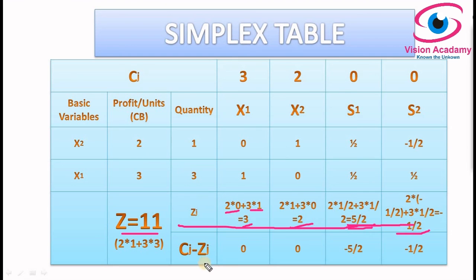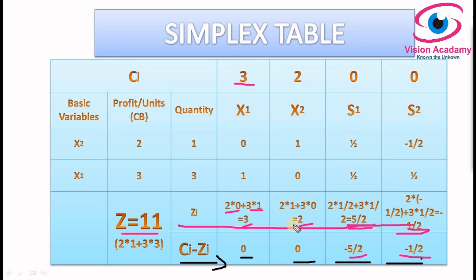Now we will make Cj minus Zj. Here we have Cj and we will subtract Zj. Cj value is 3, Zj value is 3, so 3 minus 3 is 0. And 2 minus 2 is 0. 0 minus 5/2 is minus 5/2. 0 minus 1/2 is minus 1/2. Now it is time to check the optimality condition in Cj minus Zj. All the Cj minus Zj must be less than or equal to 0. Here it is 0, 0, negative, negative. So all the Cj minus Zj are less than or equal to 0.